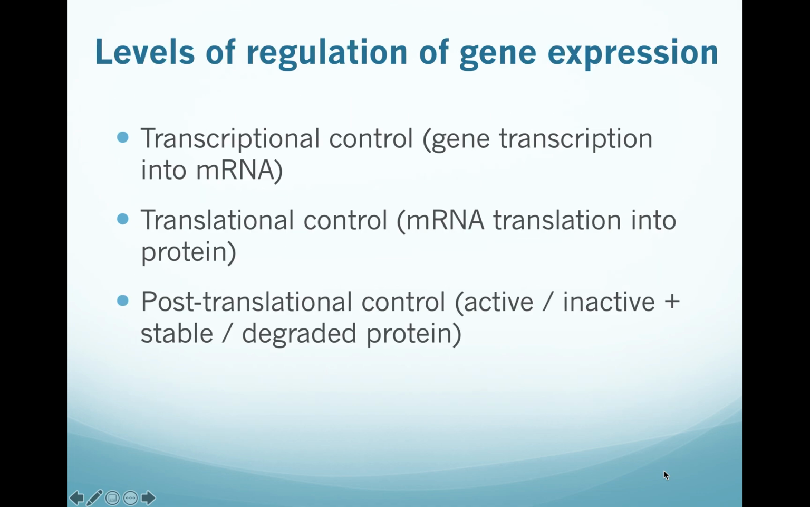Alright, so basically, from last week, and if you have seen the overview video, there are a few levels of regulation of gene expression. There are actually 7, but over here I'm highlighting 3. Transcriptional control, which is where a gene is being transcribed into mRNA. Translational control, whereby mRNA is being translated into protein. And post-translational control, including active or inactive, stable or degraded protein.